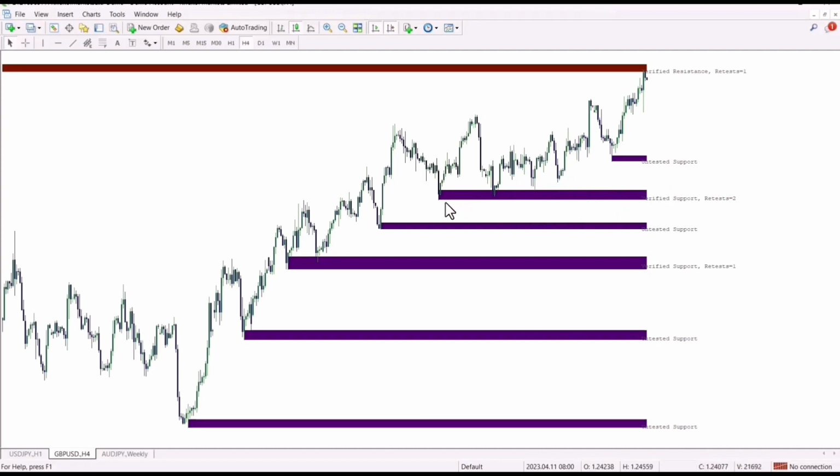If you look around this level too, we have the verified support, and like I said, this level has been tested, and this is the second time this level has been tested. So it's a verified support level on our chart. We also have untested support here, a verified level here, an untested support, and also an untested support here. So these are powerful supply and demand levels which traders should be looking at to place trades.